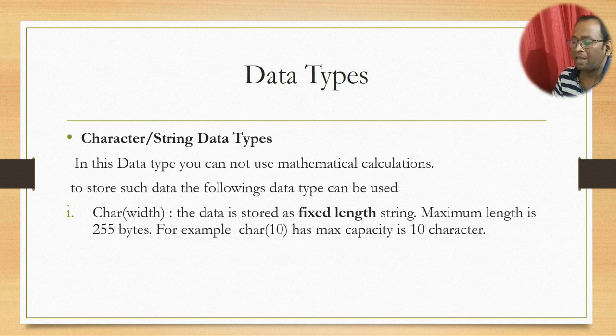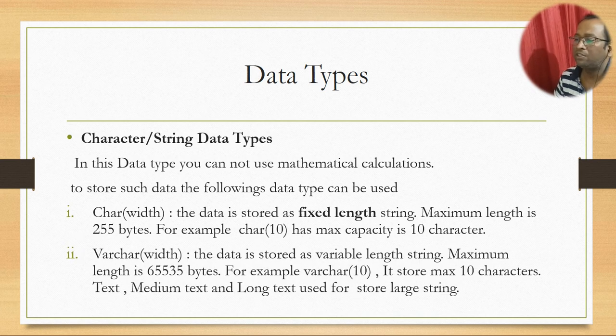the char data type. Char means what? If you are giving a fixed data type, you can write char, and in between you can pass the parameter. Parameter in the sense of how much width you want. So that's why I have written here, the data is stored in a fixed length string. Maximum length is 255 bytes. For example, char 10 has a maximum capacity of 10 characters. This is the fixed type.